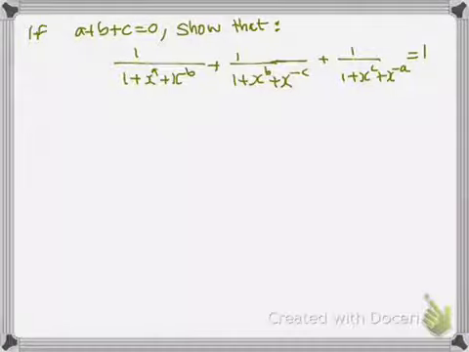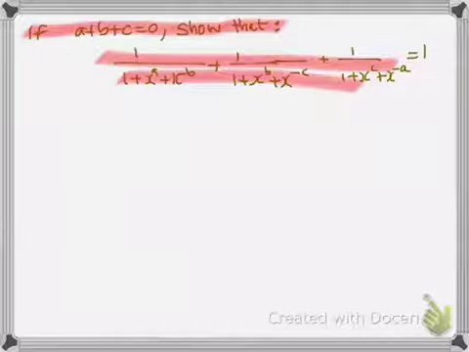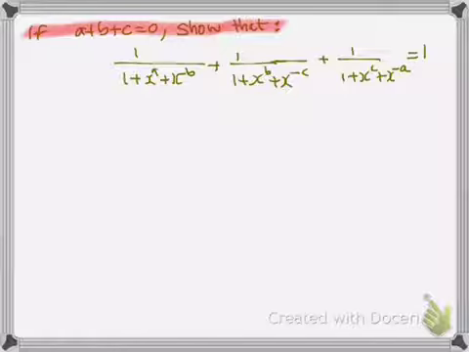Hello, let's try to solve another question from exponential equation. The question says if a plus b plus c equals 0, we have to show these three terms add up to give 1. So before solving the question, let us look at the question.